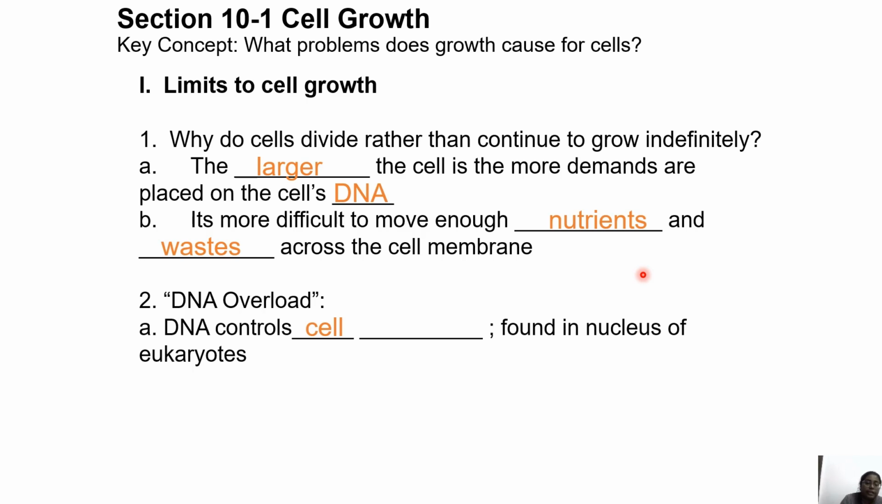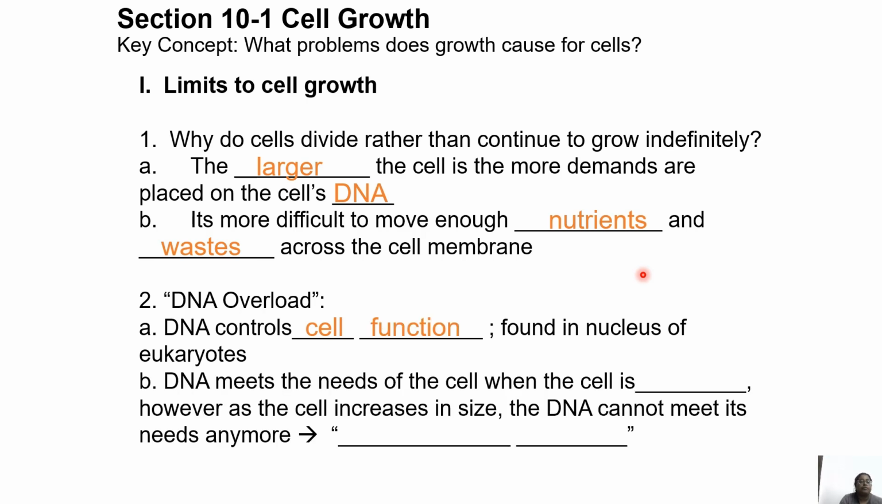Then, DNA overload. DNA controls cell function and is found in the nucleus of eukaryotes. The DNA meets the needs of the cell when the cell is small. However, as the cell increases in size, the DNA cannot meet its needs anymore, so there's an information crisis. DNA stores information in the form of genes, which ultimately give rise to codons, then amino acids and proteins. So DNA is the information hub of the cell. If the cell increases in size beyond a particular limit, the DNA cannot meet its needs anymore. That's why there is an information crisis.